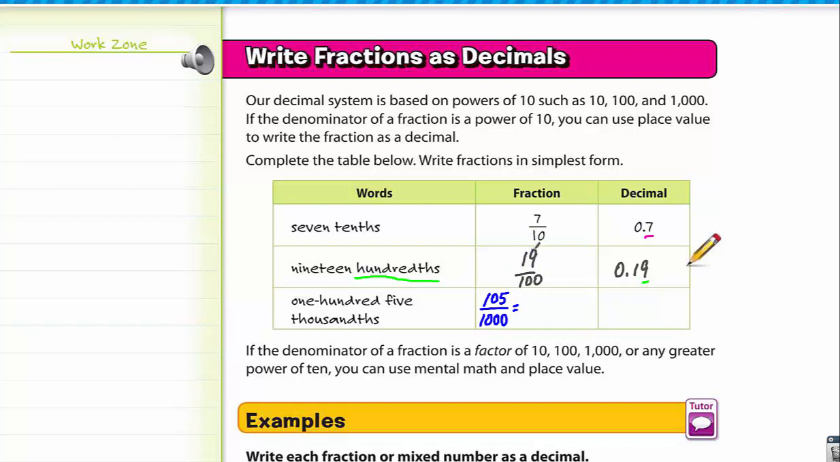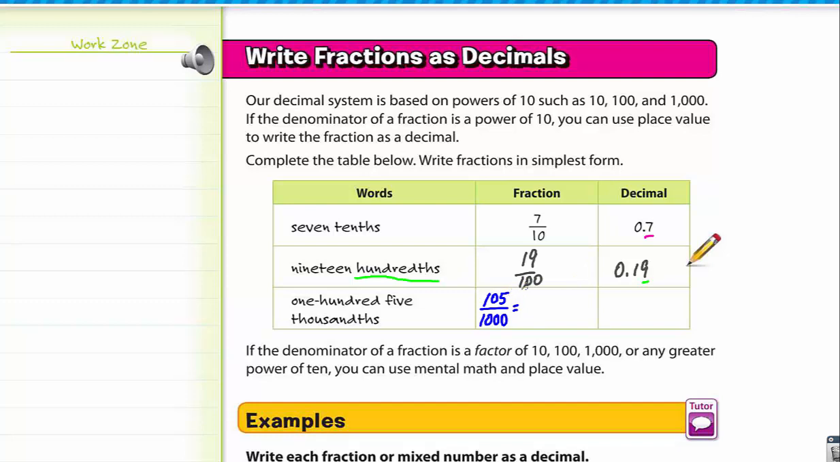19 hundredths, I stuck that in the middle of the box. 19 is a prime number. You cannot simplify something if it's a prime number. So you can simplify this, though, because this ends in 5, that ends in 0. Think about that. Go ahead and pause, simplify that, and then write its decimal.